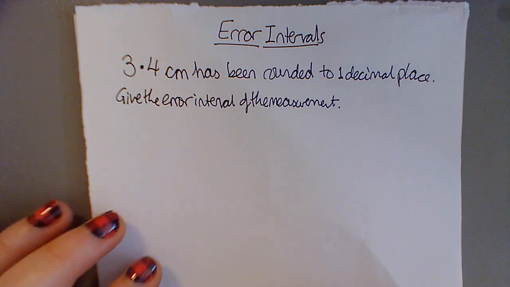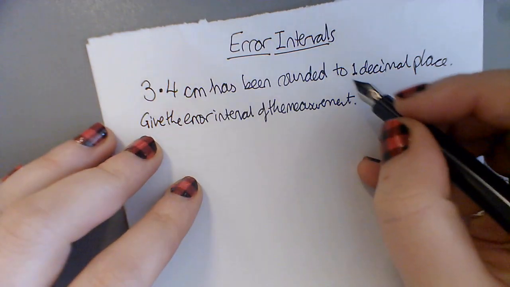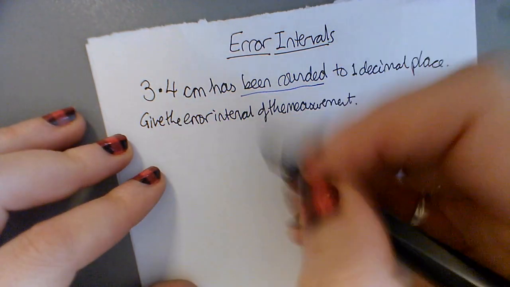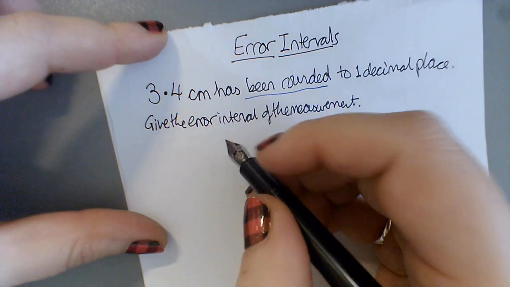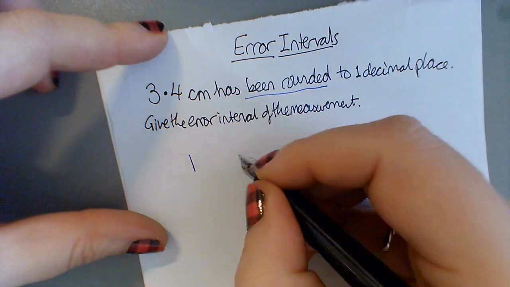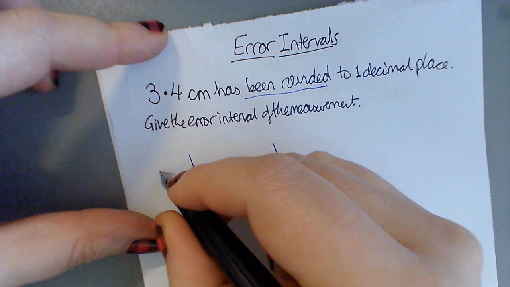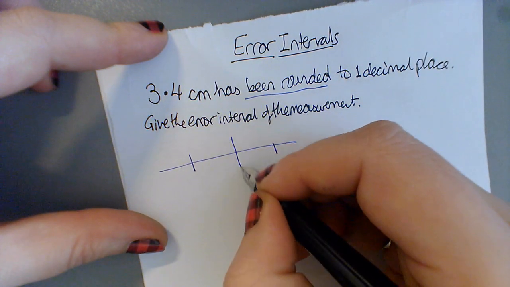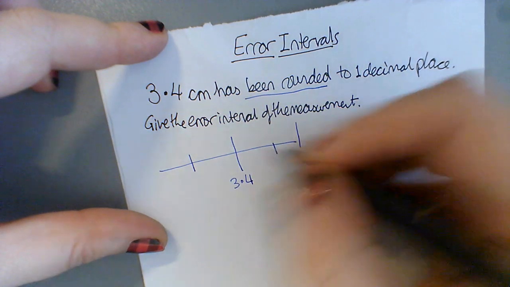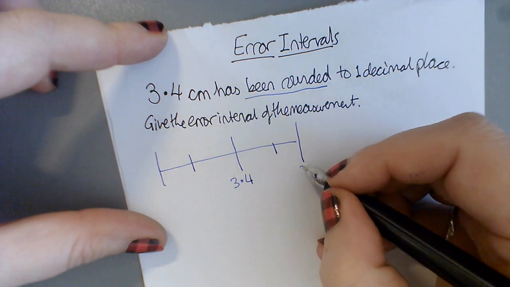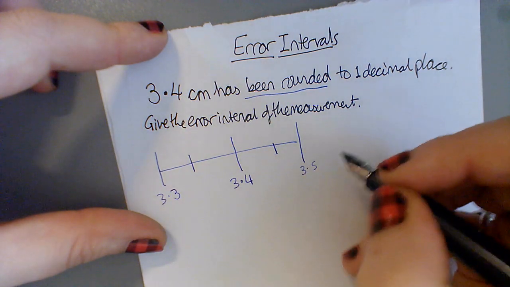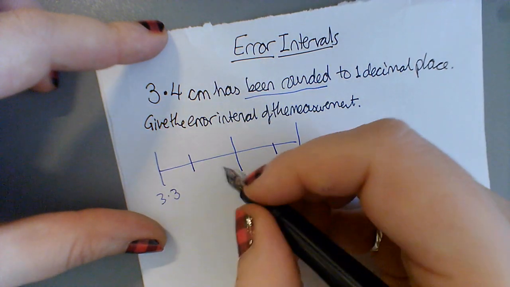Okay, we're looking at error intervals now. So it's been rounded. I've got 3.4, I have already rounded it. So to start with, I'm just thinking, well, what are my options on my number line? It's been rounded and I've ended up at 3.4. So the other options here, well, it could have rounded up to 3.5 or down to 3.3.